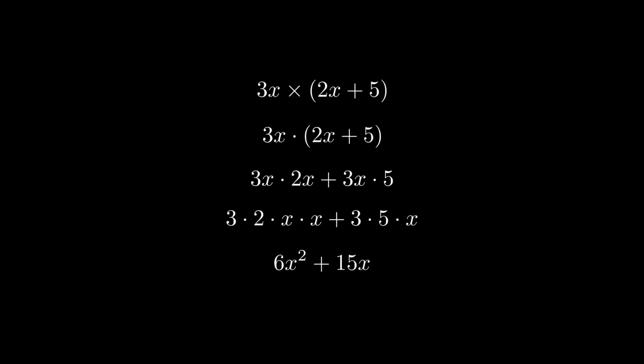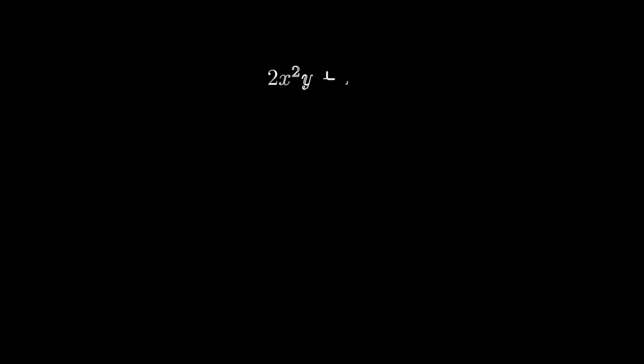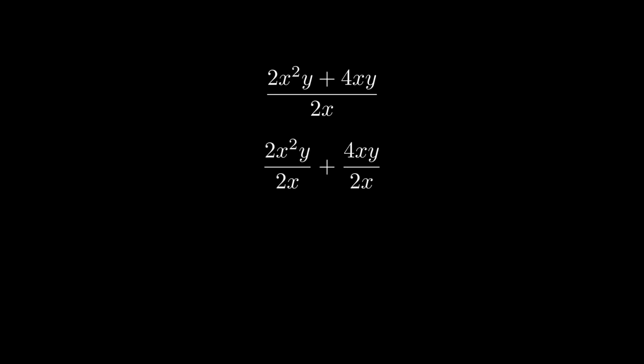Next, we'll perform a little more complicated operation. Using division, we'll divide 2x to the power of y plus 4 times y by 2x. Again, using the distributive property, we can write it like this. From the first term, we'll strike off 1x from the numerator and divide 2 by 2. From the second term, we'll strike off the only x term and divide 4 by 2. Thus, we get xy plus 2y.